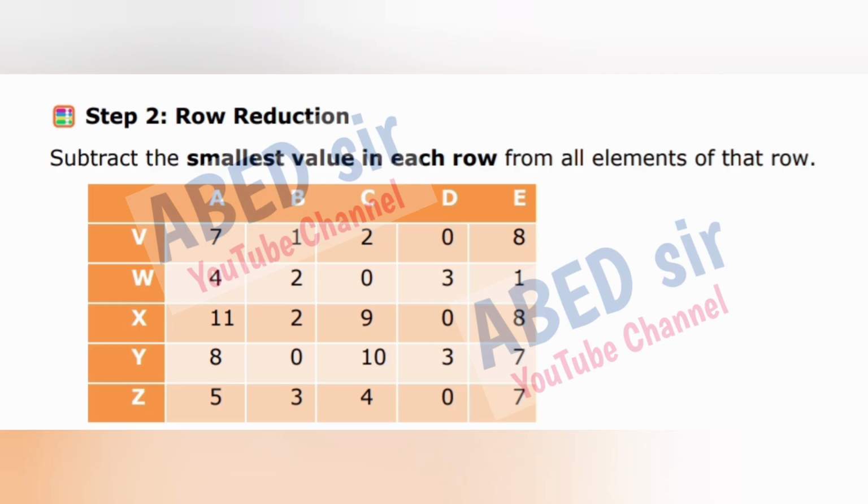Step 2. Row reduction. Subtract the smallest value in each row from all elements of that row. A, B, C, D, E. V: 7, 1, 2, 0, 8. W: 4, 2, 0, 3, 1. X: 11, 2, 9, 0, 8. Y: 8, 0, 10, 3, 7. Z: 5, 3, 4, 0, 7.